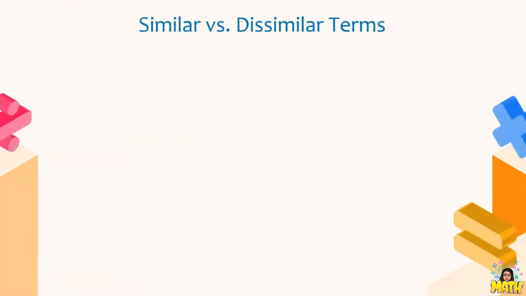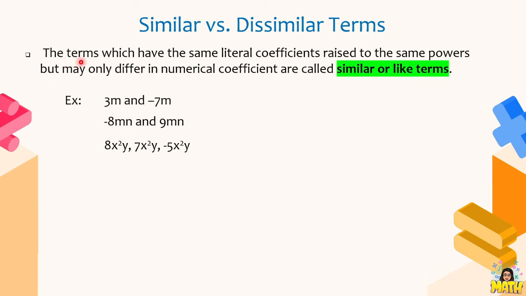Okay? We also have similar and dissimilar terms. Similar terms are terms which have the same literal coefficients raised to the same powers and may differ in terms of numerical coefficient. Para malaman na similar terms, kailangan nating tumingin sa literal coefficients nito raised to the same powers. So here, we have m and m raised to 1. So that means these two are similar terms, 3m and negative 7m. Okay lang na magkaiba yung kanilang numerical coefficient.